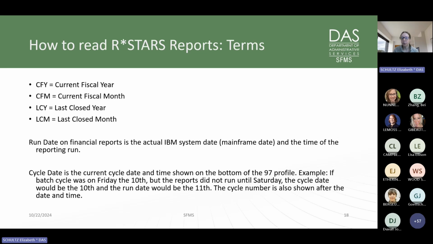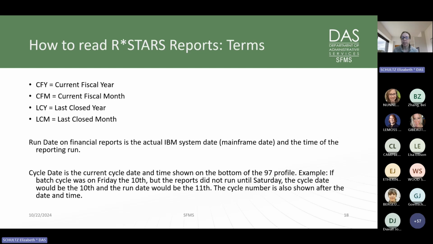Agencies don't use this information that much, but just so you know what those different dates mean, the run date is our actual system date and the time of the reporting run. So it just kind of gives us a date stamp of when this report was generated by the system.